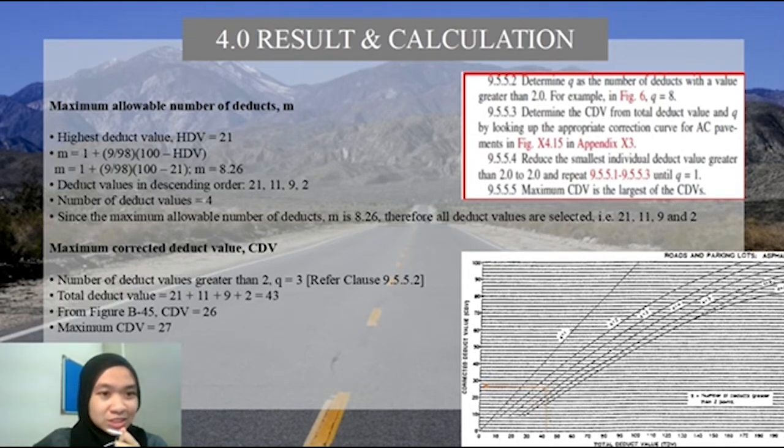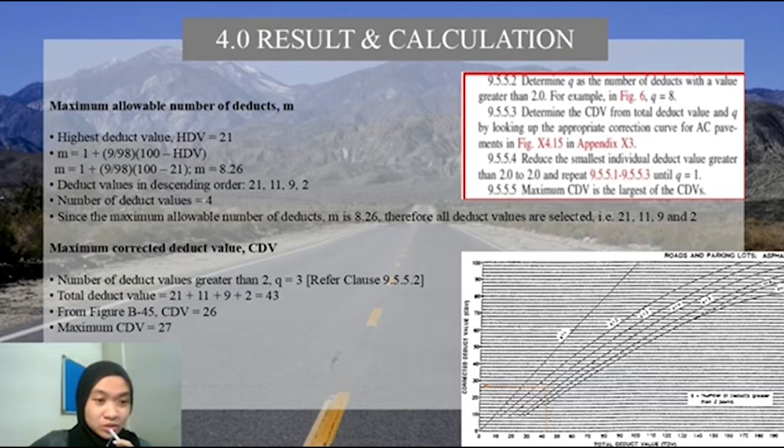Next, we need to substitute the value into the M formula, and we get M is 8.26. Next, we need to arrange the deduct values in descending order, and we find that there are 4 deduct values, which are 21, 11, 9, and 2. Since the maximum allowable number of deducts is 8.26, therefore, we choose all deduct values.